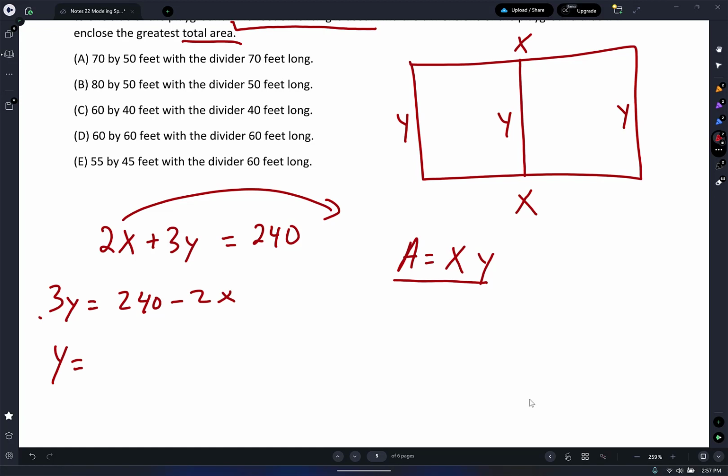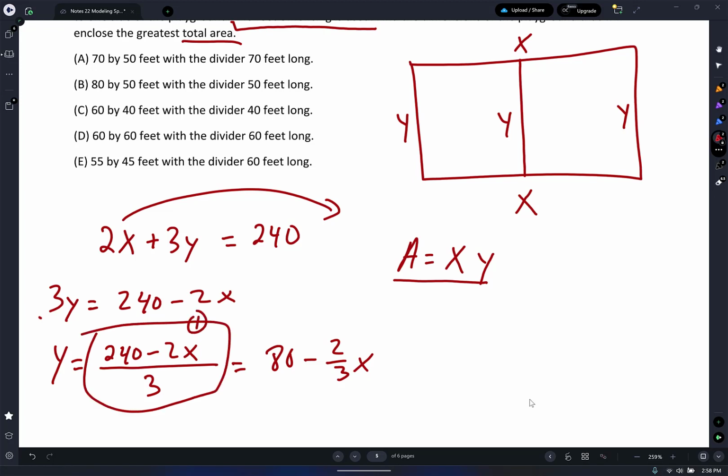Y equals, well, 3 does go into 240, nice, but, well, you guys tell me. Do you want it like this, or do you want it 24? 3 goes into 24, is it 8 times? So 80 minus 2/3 x. Which one do you want? This one, box number 1, or box number 2? Okay, box number 2 then.